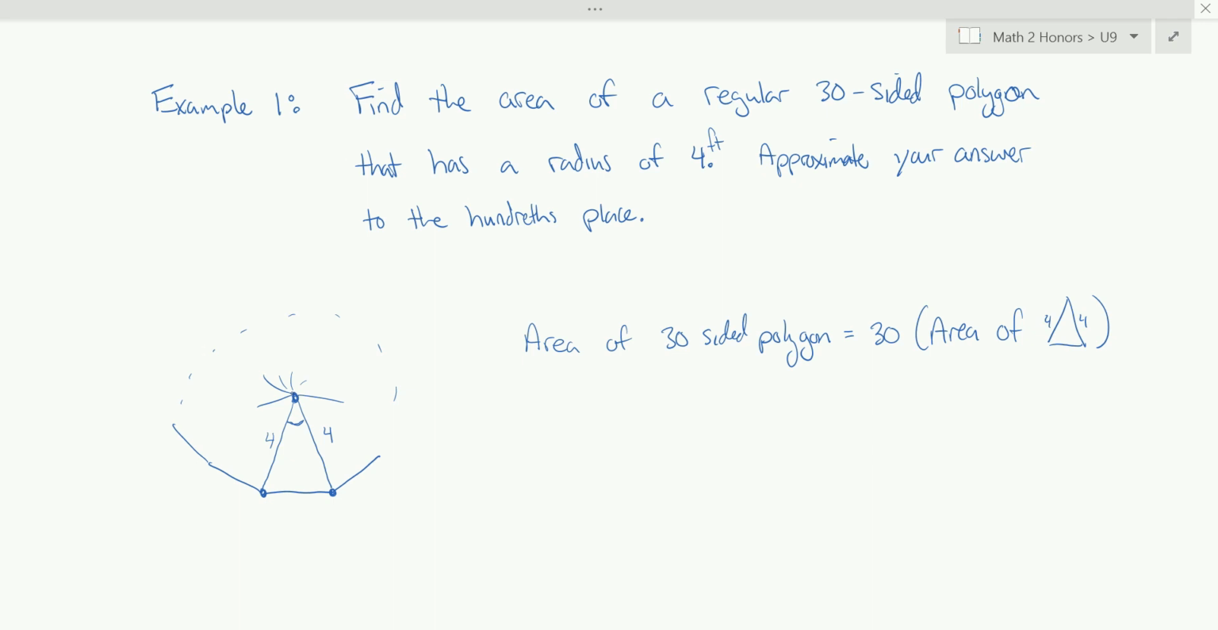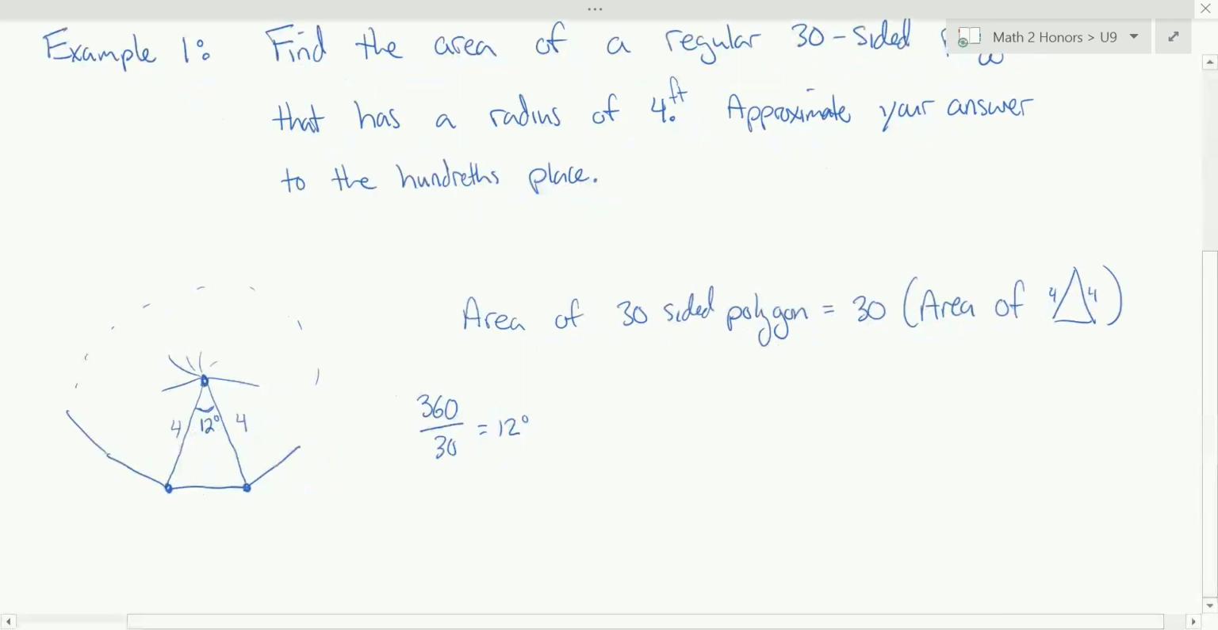How are we getting 12? So 360 is your full circle, and that 360 is shared between 30 of these central angles, and so we divide this by 30, and we get 12 degrees. So that central angle there is going to be 12 degrees. Okay, so that's going to be important for us to know. So we have the 12 degrees, and then we work from there. We're after the height of that triangle and the base of the triangle, because that's how we find our area. Our area is 1/2 base times height.